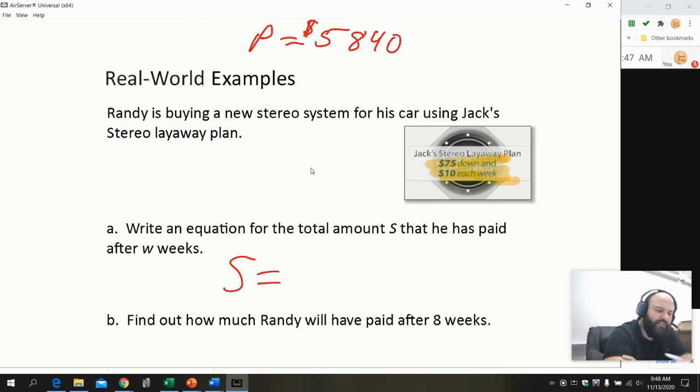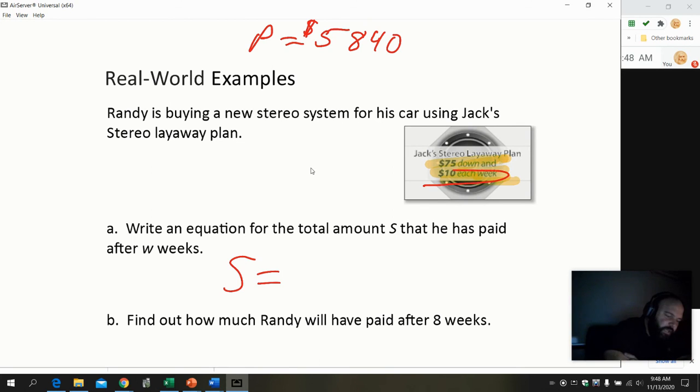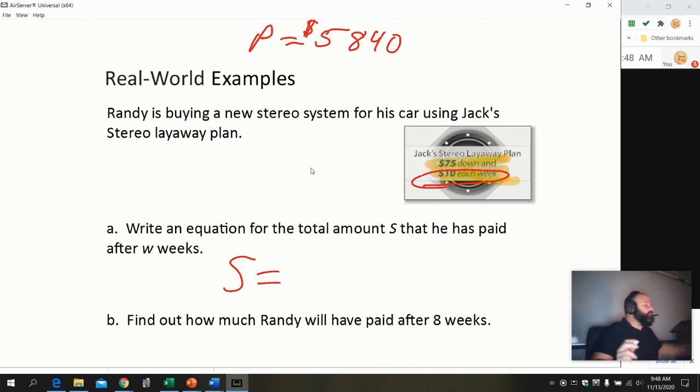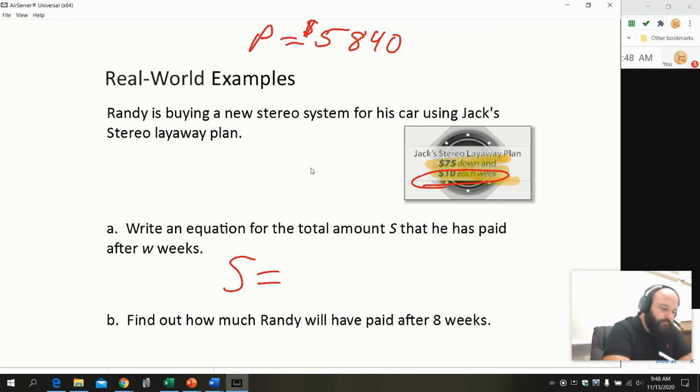So what I want you to see from this is which is the reoccurring cost? What is adding up week after week after week? And that is this $10 each week. This $10 each week is making it so every time a week goes by, we pay an additional $10. And so that right there is going to be our M. So remember, in Y equals MX plus B, here's the thing to keep in mind.